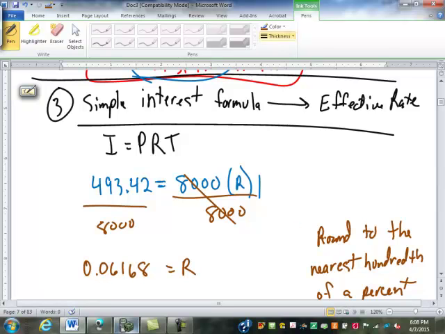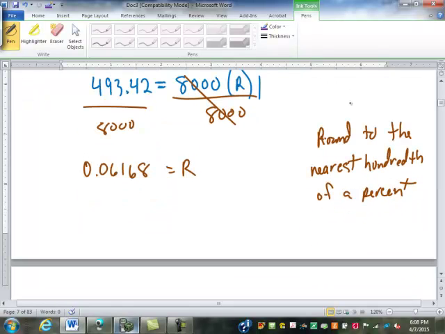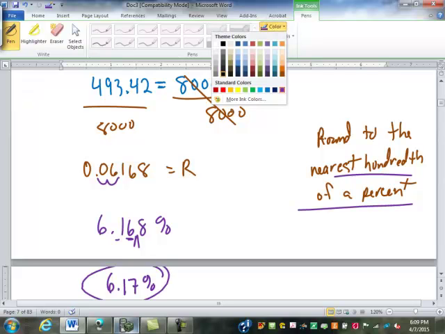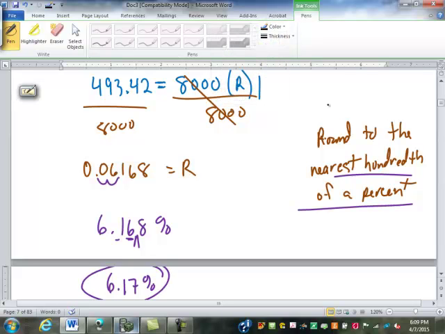Am I ready to round this right now? Say no. What do I have to do before I round it? I have to make it a percent by moving that decimal over. So this is 6.168%. Now to the nearest hundredth percent. This is the tenths. Here's the hundredths place. The 8 tells me that this rounds up, 6.17%. Questions?